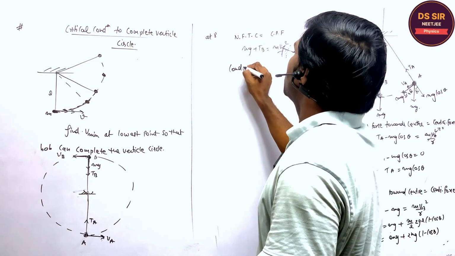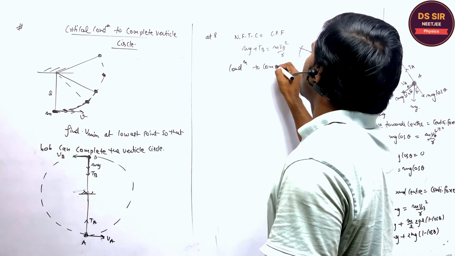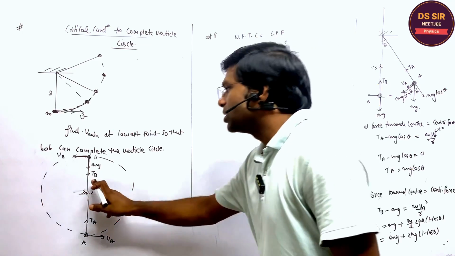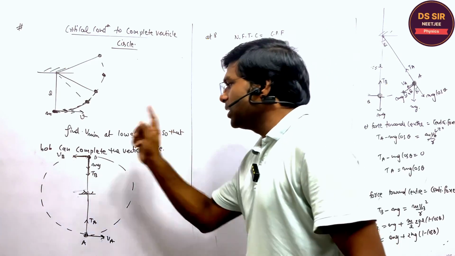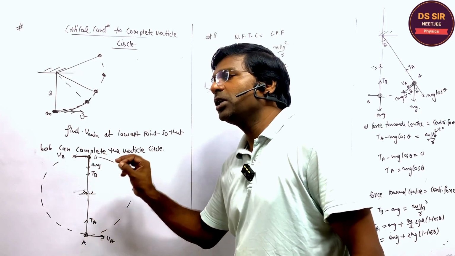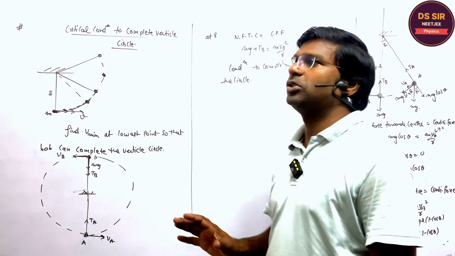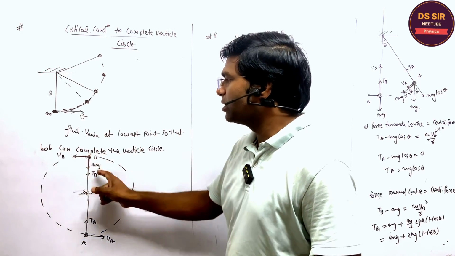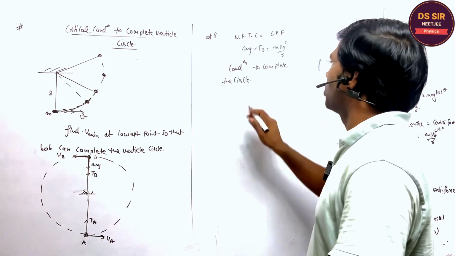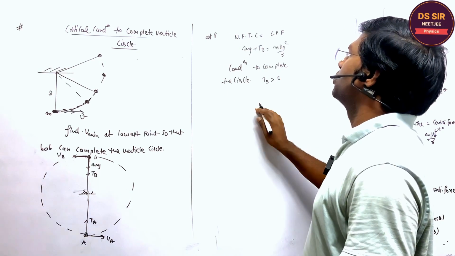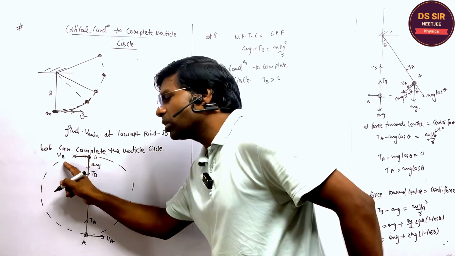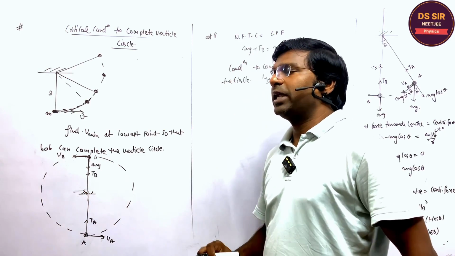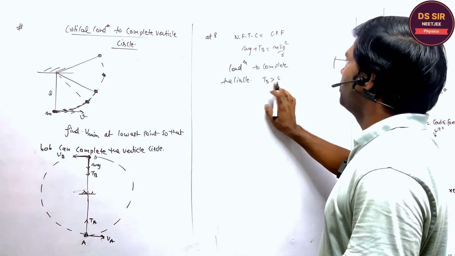Now, what is the condition to complete the circle? Listen to one thing. To complete the circle, the condition is that the tension Tb must be greater than 0. Always there must be some tension at the highest point. If there is tension, then it means it is moving. Is it clear or not? This is the condition. The condition is not that the velocity is 0. The condition is that there will be no slack in the string. There must be some tension, so Tb must be greater than 0.